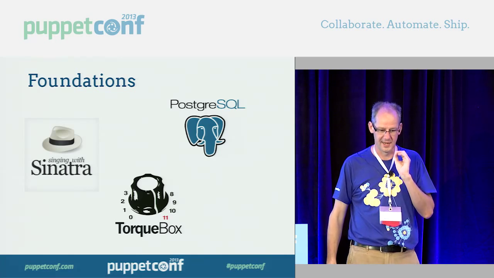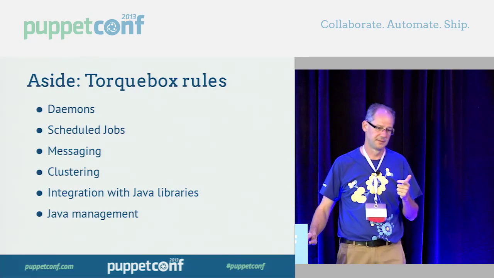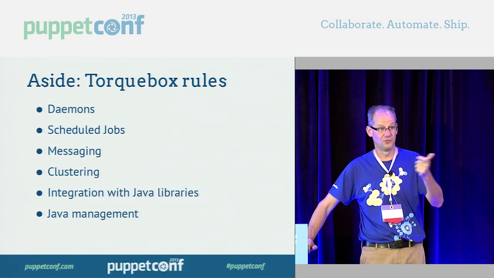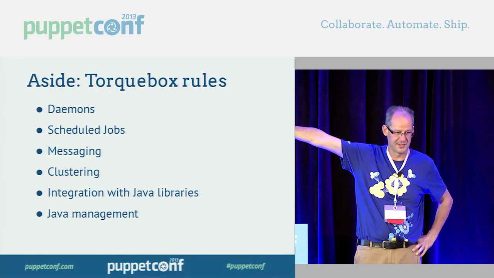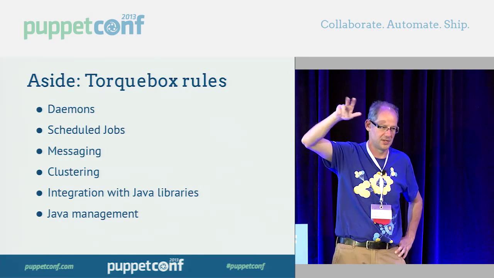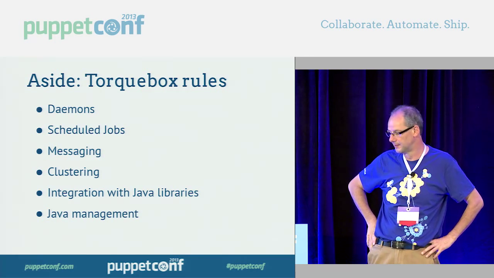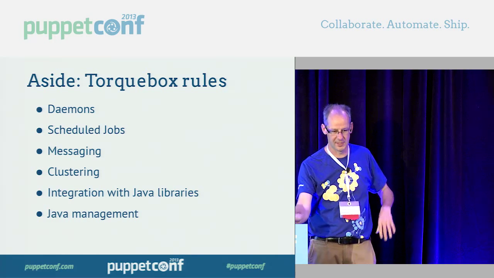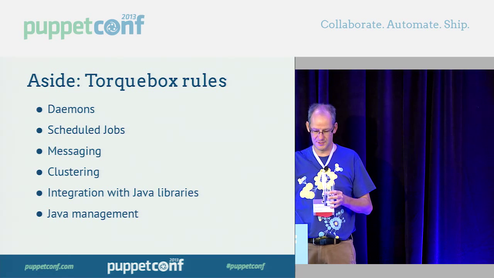So TorqueBox is a plugin for JBoss that basically turns JBoss, a Java application server, into a Ruby application server. And as a developer, you get all these things. As a sysadmin, it means developers can do all these things, and you only need to monitor one process. You don't have to worry about keeping 10 things running. So I mean, if more people use TorqueBox, there would be a lot of Ruby code that could just go away.